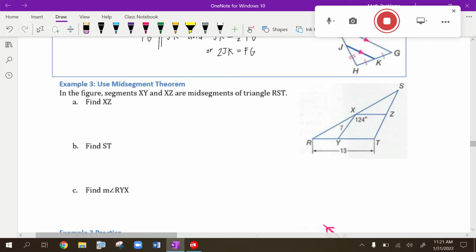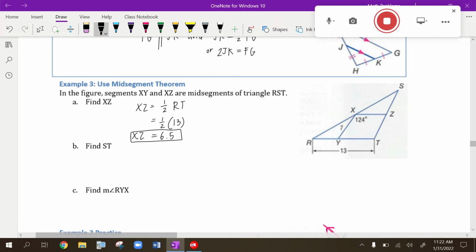They want us to find the length of segment XZ. So let's look at segment XZ here. I know that it would have to be parallel to RT and half the length of RT. So let's write that down. XZ is equal to half RT. I know the length of RT is 13, so I know it's half of 13, so XZ must be 6.5. Let's try the next one.